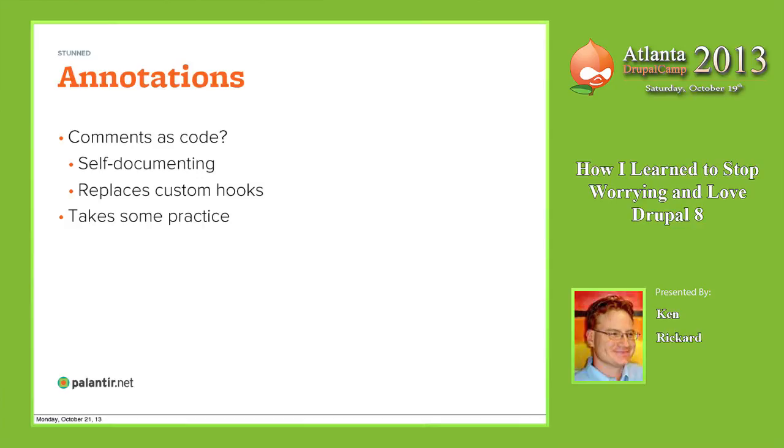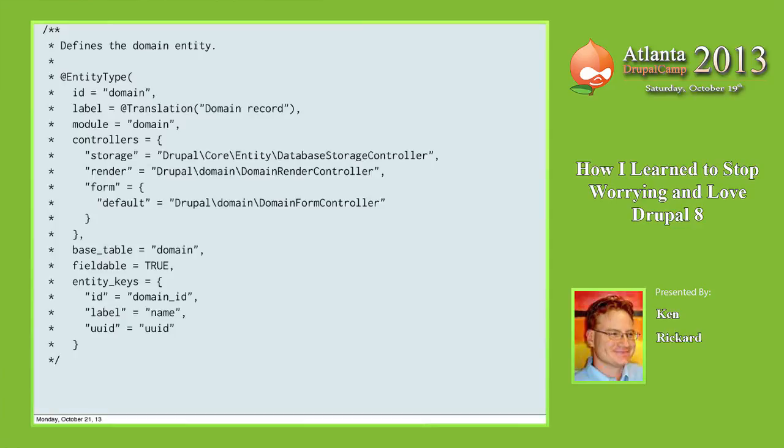People like them because they're self-documenting and it documents the object right there on the class. They replace our custom hooks, so for most things we don't have info hooks anymore. We don't have registration hooks anymore. We simply have classes that live in known locations that can be auto-loaded and then provide self-documenting information about what they are.